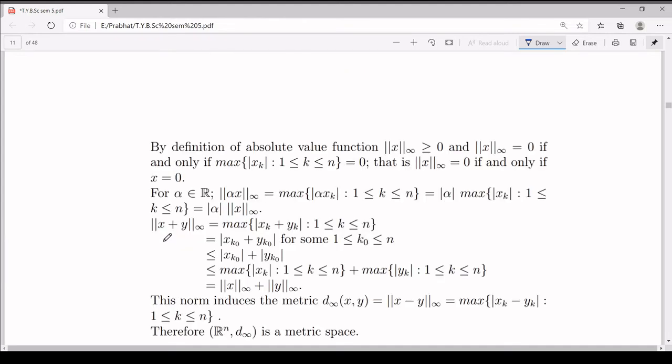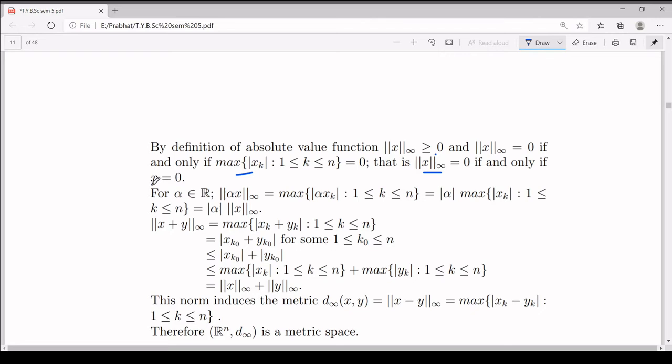So again, since it's an absolute value function, it has to be greater than or equal to 0. So norm of x has to be greater than or equal to 0, and this is equal to 0 if and only if the maximum of mod xk is 0. Now the maximum of mod xk is 0, that means all the other xi's have to be 0. Why? Because the absolute value function will never take a negative value, it will always be greater than or equal to 0, and if the maximum of those is 0, that means all others have to be 0. That means your norm infinity of x is 0 if and only if all x1, x2, ..., xn are 0.